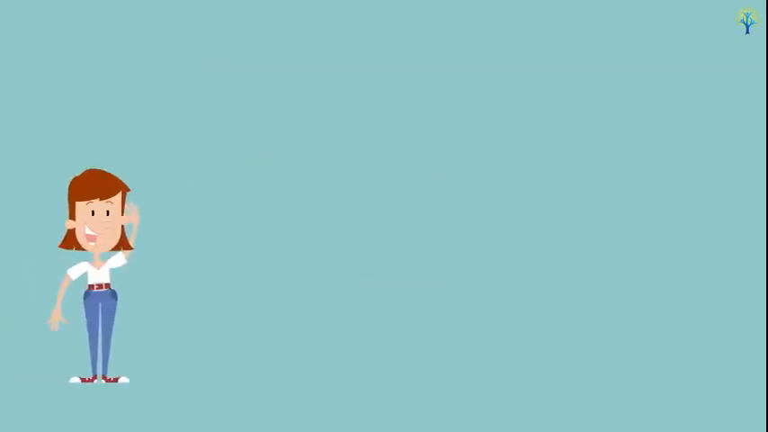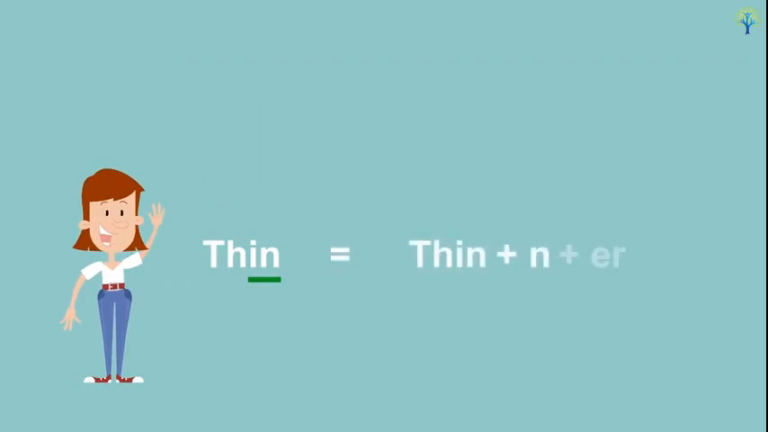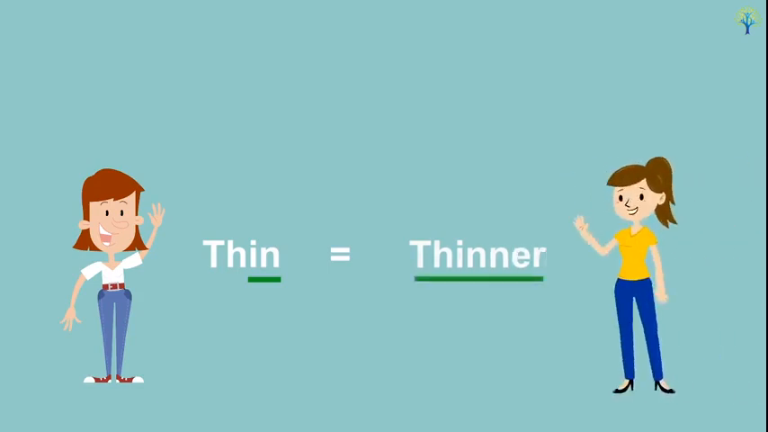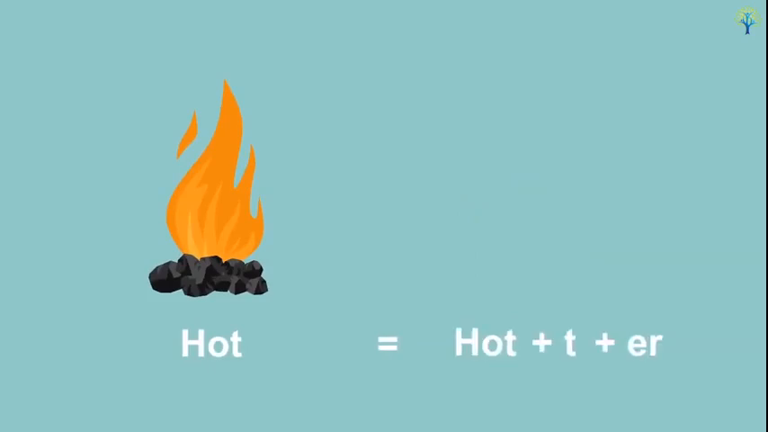To make a comparative word with an adjective which ends with a vowel and a consonant, like it, at, or in, double the last letter and add er to it. For example, thin becomes thinner. Big becomes bigger. And hot becomes hotter.